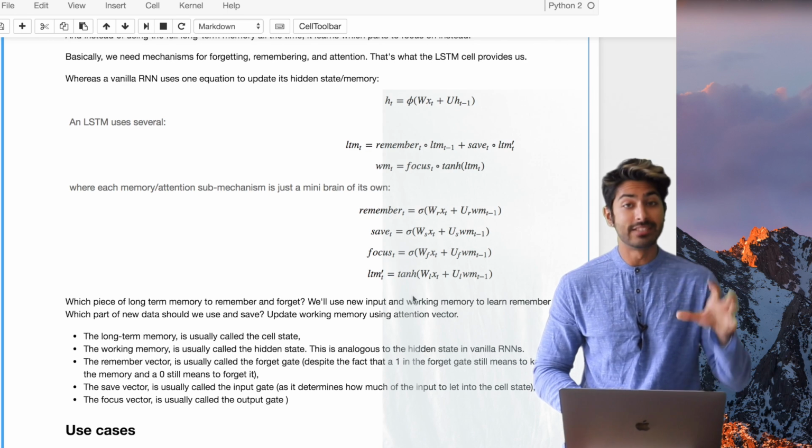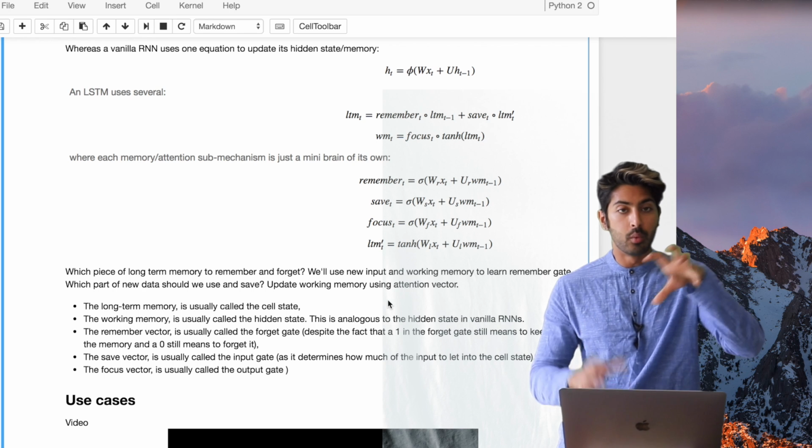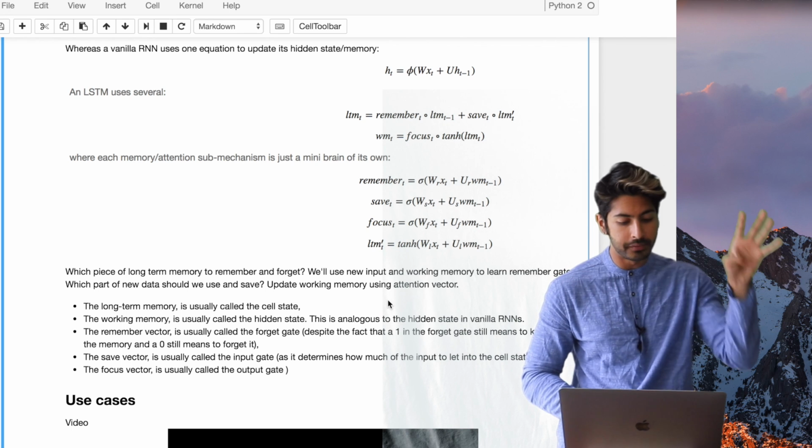The cell state is the long-term memory. It represents all of the learnings across all of time.